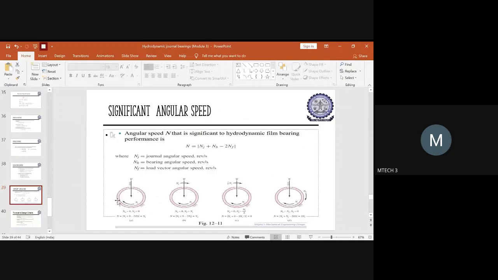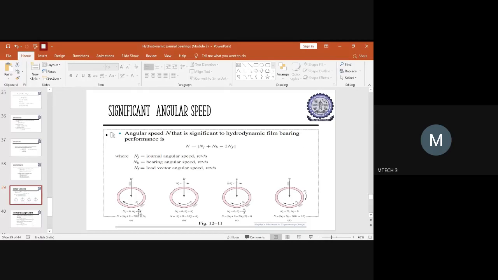Here you can see the lubricant film, right? N suffix J is the direction in which the journal is revolving. This is the amount of load which has been subjected. If the journal is revolving, it shows just the angular speed of the journal, and not the angular speed of the bearing or of the force or load vector. So in this condition, NB will be equal to 0 and NF will be equal to 0.